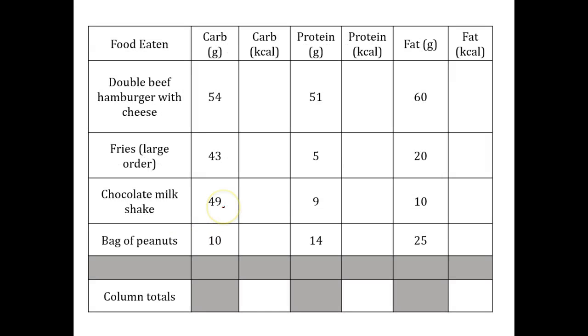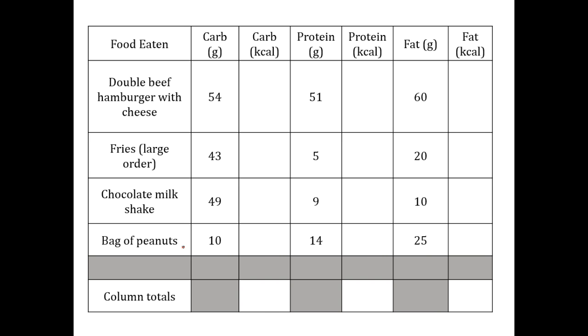So let's take a look at this table. What it's giving us is 4 different foods. We had a hamburger with cheese, we had fries, we had a milkshake, we had a bag of peanuts. And it wants to know, how many calories am I consuming?